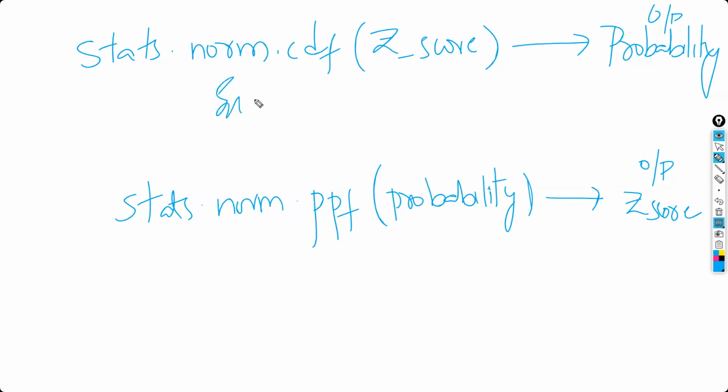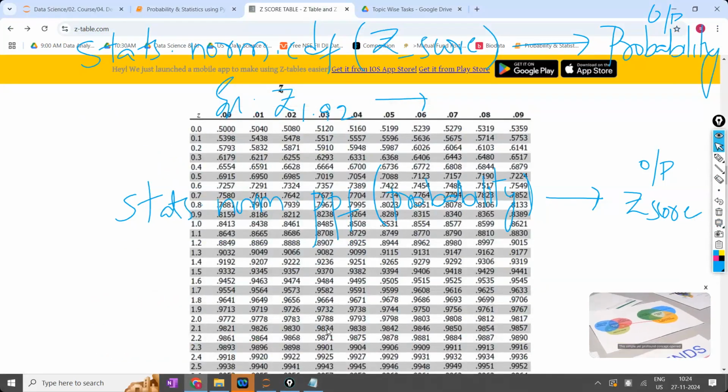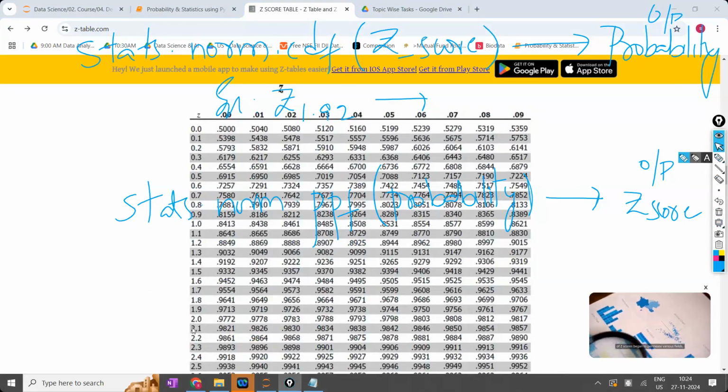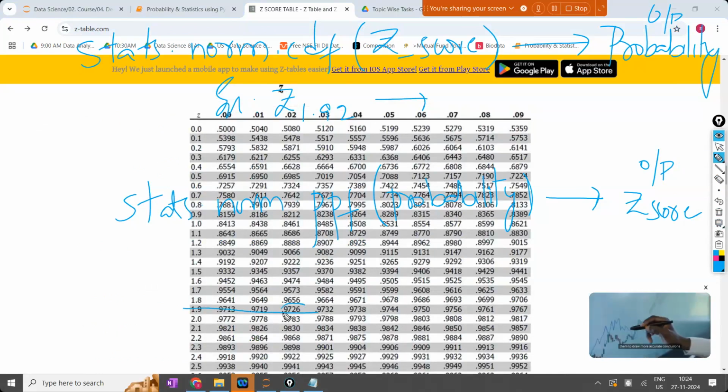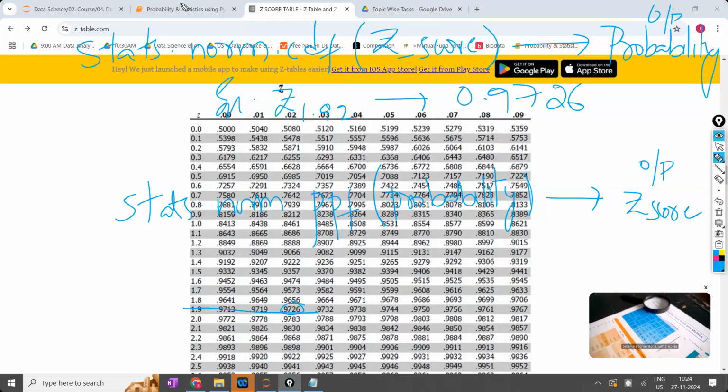Example, z of 1.92. What is the probability? Tell me, what is the probability of 1.92 from the table? From the table, what is 1.92? For 1.92, what is the answer, guys? 1.92. 0.97. 1.92, that is 0.9726. 0.9726. Cross check in Python.